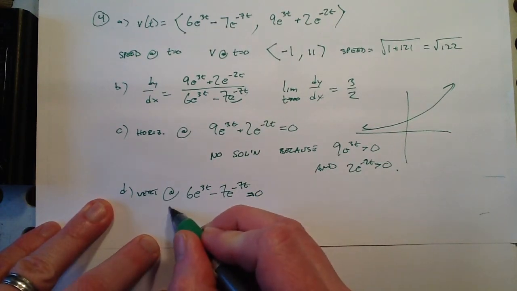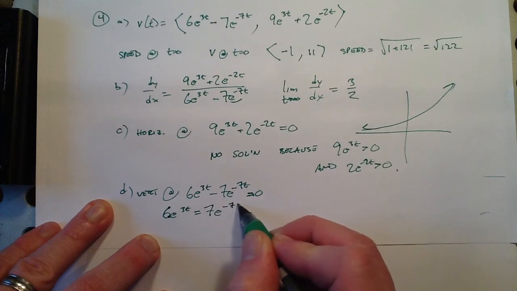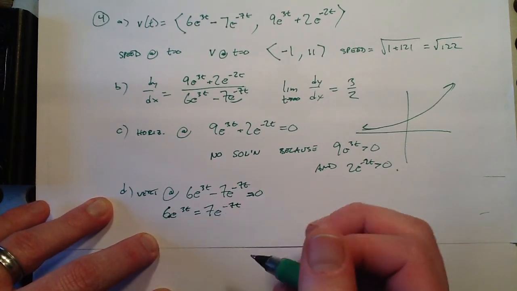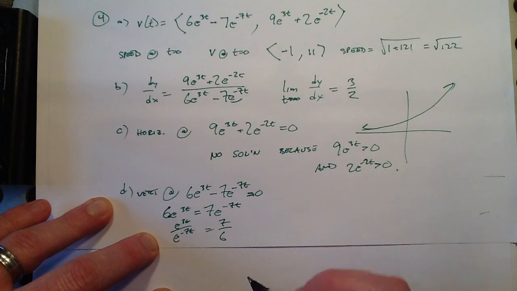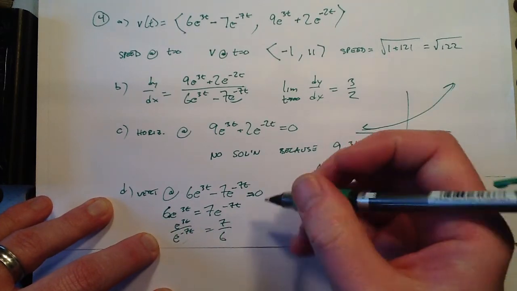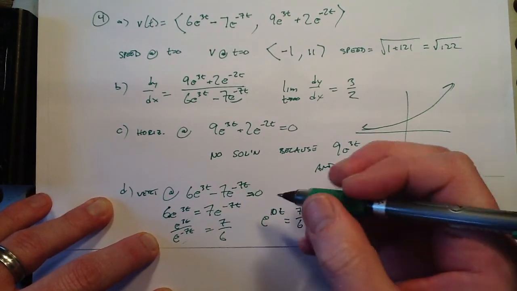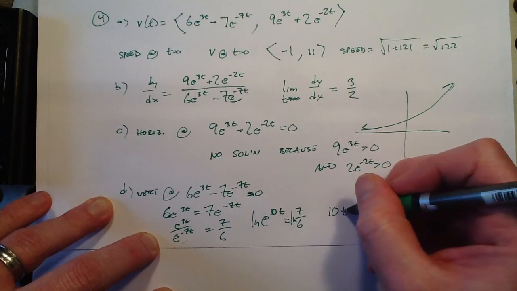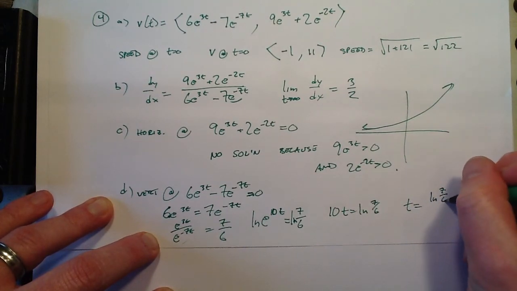Let's see. I've got 6e to the 3t equals 7e to the negative 7t, and let's divide the 6 over here and the e to the negative 7t over here. So that would give me e to the 3t over e to the negative 7t is equal to 7 over 6, right? And e to the 3t over e to the negative 7t, that's actually e to the 10t. Think about that. That's actually like an algebra 1 exponent rule. E to the 10t is equal to 7 over 6. And then if I take the natural log of both sides, that'll make the e go away. So that gives me 10t is equal to the natural log of 7/6, or t is equal to the natural log of 7/6 over 10.